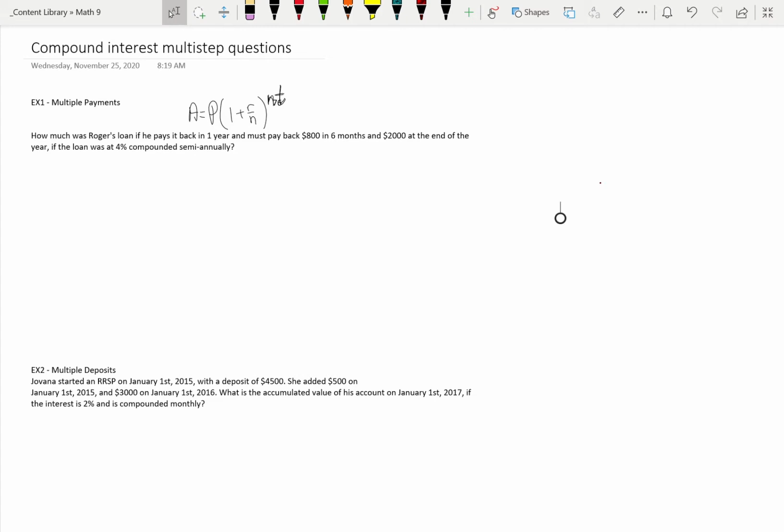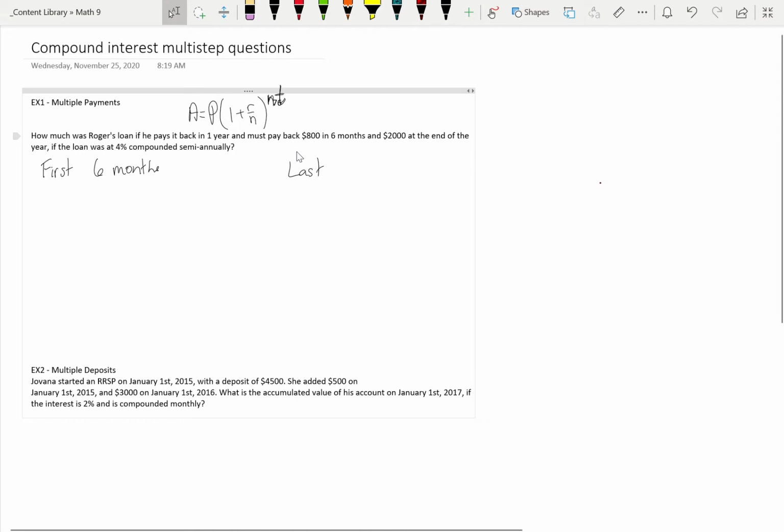So how much was Roger's loan if he pays it back in 1 year and must pay back $800 in 6 months and then $2,000 at the end of the year? And the loan was 4% interest compounded semi-annually. So how I can split this up is I can think of the first 6 months and the last 6 months.